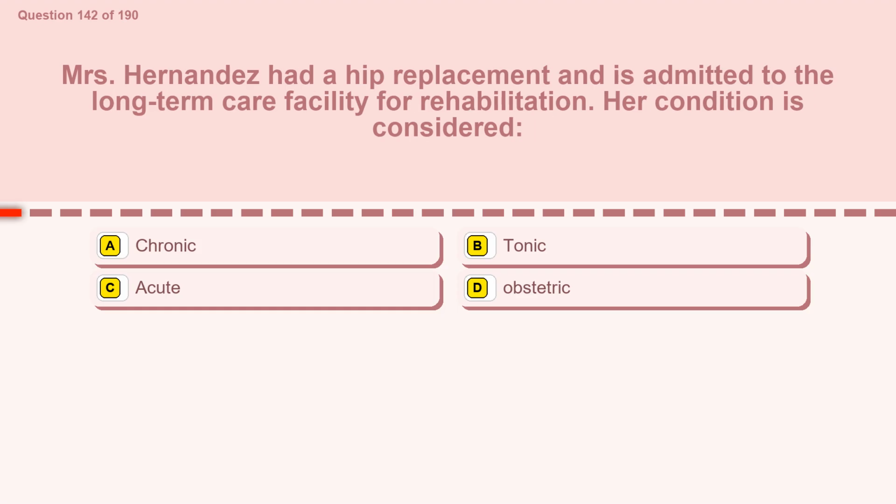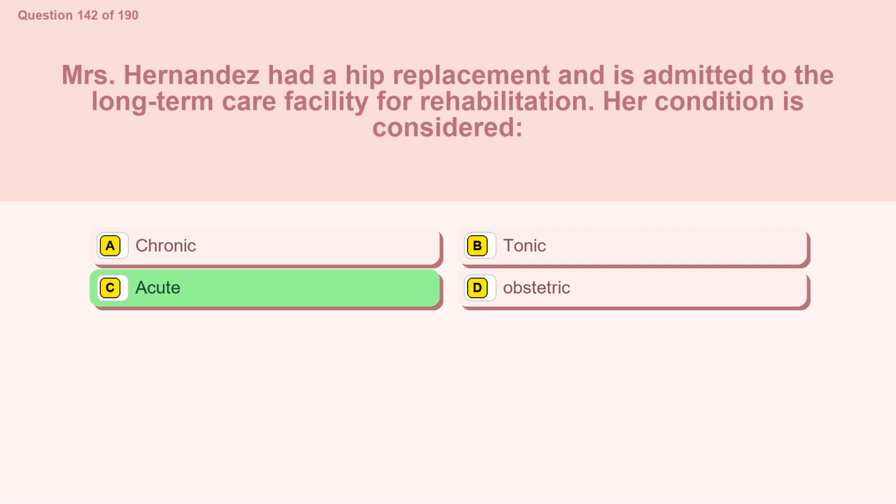Question 142. Mrs. Hernandez had a hip replacement and is admitted to the long-term care facility for rehabilitation. Her condition is considered: Option A, chronic. Option B, chronic. Option C, acute. Option D, obstetric.